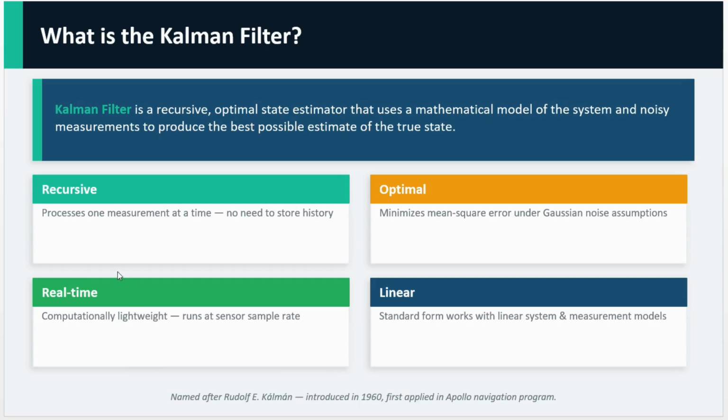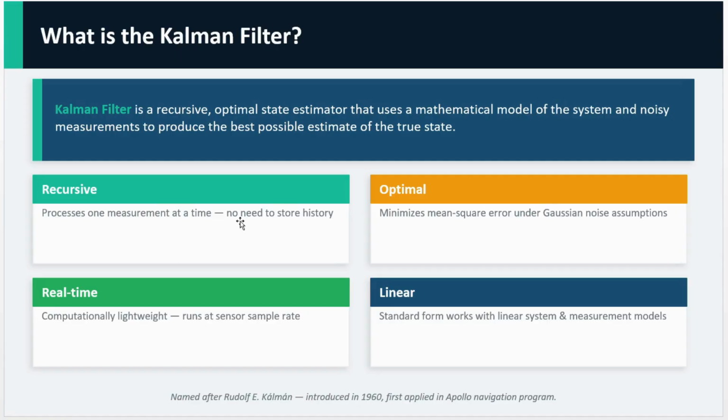The first one is recursive. The Kalman filter is called recursive because it updates its estimate step by step as new measurements arrive. At every time instant, it uses only the previous estimate and the current measurement to compute the new estimate. It does not require storing or reprocessing all past data, which makes it memory efficient and computationally fast. This recursive nature allows the filter to continuously refine its estimate in a systematic manner, making it suitable for long-term signal processing applications.